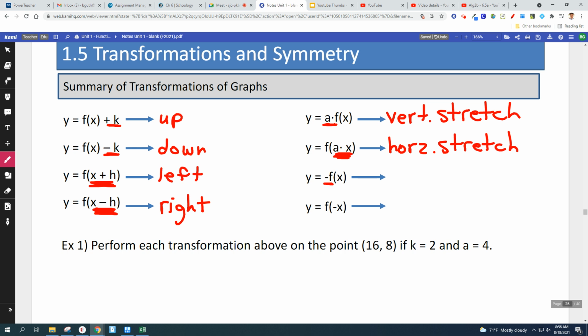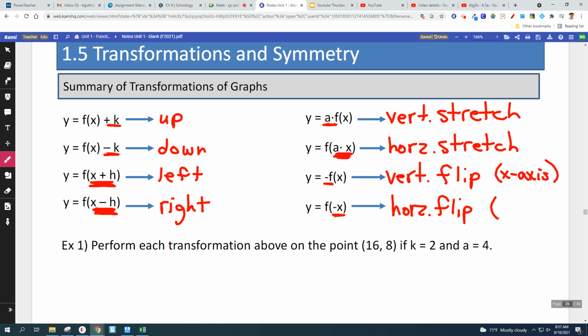A negative sign in the front like this is a vertical flip. It turns a parabola upside down. A negative inside the parentheses is harder to understand, but that's a horizontal flip. All right, and so a vertical flip is over the x-axis, and a horizontal flip is over the y-axis.